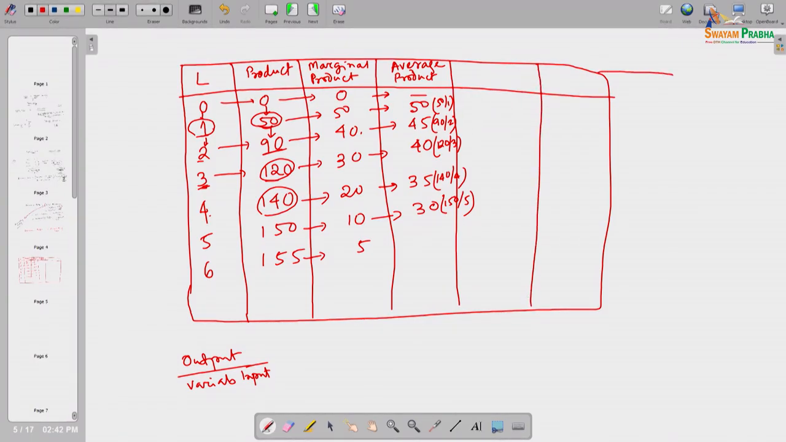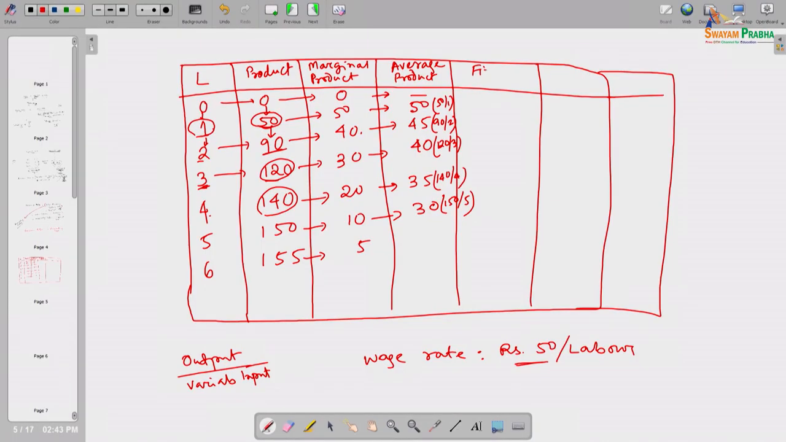Now, cost. Suppose wage rate is rupees 50 per labor. That is the wage rate in the market. So, from the labor market, she is hiring the labor, that factor. So, she has to pay rupees 50 per amount of labor. Fixed cost, say rupees 300.